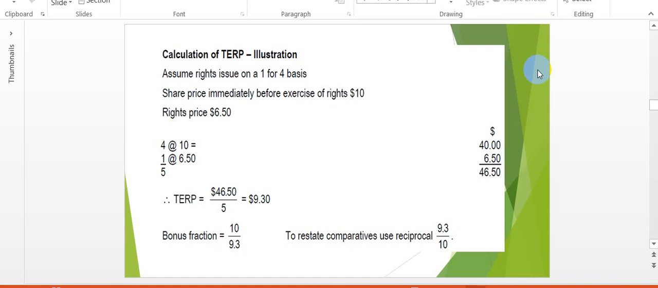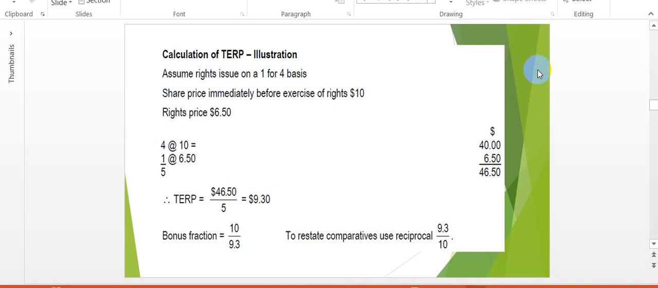Some questions will only ask you to compute the TERP, especially in the multiple choice. So understand this calculation of computing the TERP. This is the shares you had before the rights issue. In this case, 4 shares times the share price or the market price before the rights issue, in this case 10, which gives you 40.